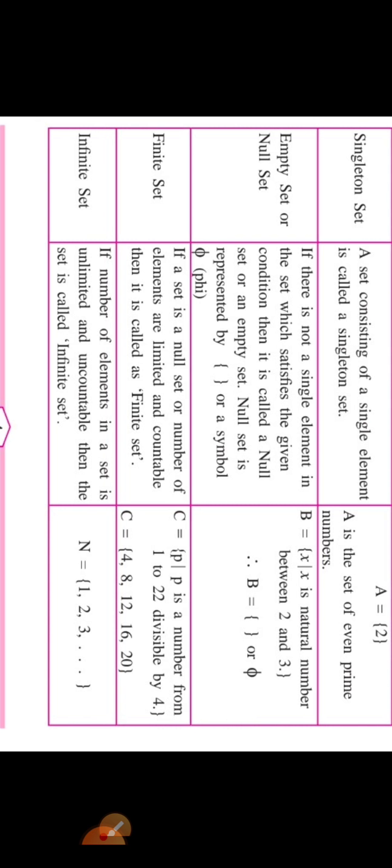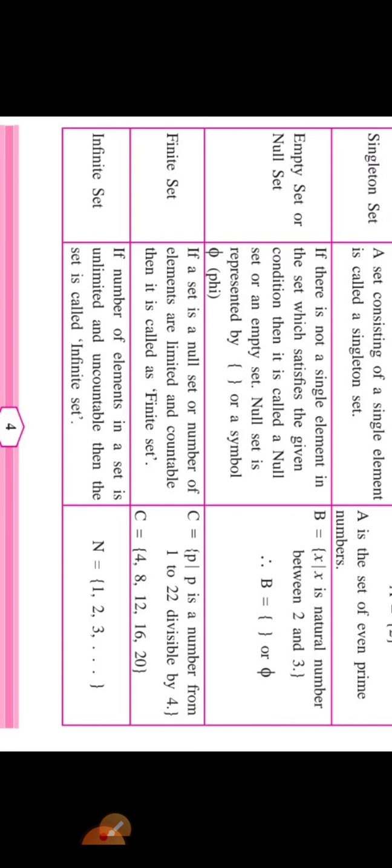If the number of elements in a set is unlimited, uncountable, you cannot count it, that type of set you can say is an infinite set. For example, N equals 1, 2, 3, and so on, meaning the limitation is not given. We don't know where to stop. That is why it's called an infinite set.